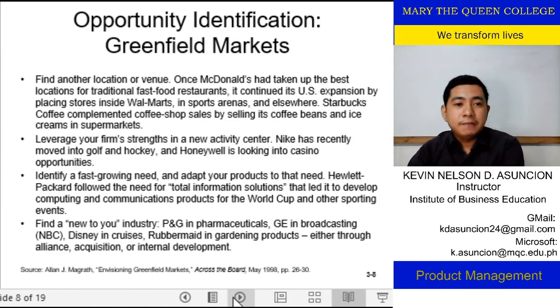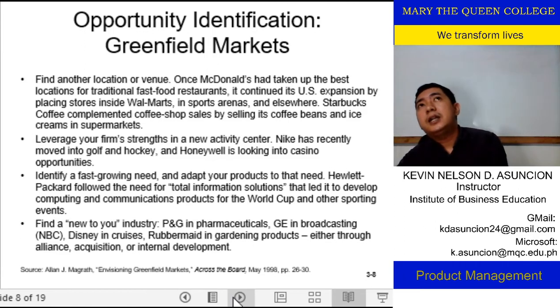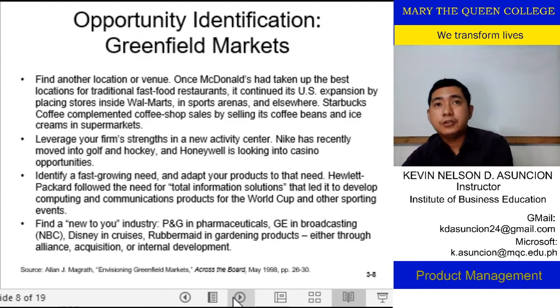Then identify fast-growing needs and adapt your products to those needs. Okay, so what are the current needs now, especially in this pandemic? So that's an opportunity. Then find the new-to-you industry. So going outside of it. That's about diversification, naman. If you remember last time, I discussed what are the main sources of other opportunities in the market, no, not with the resources in the market.